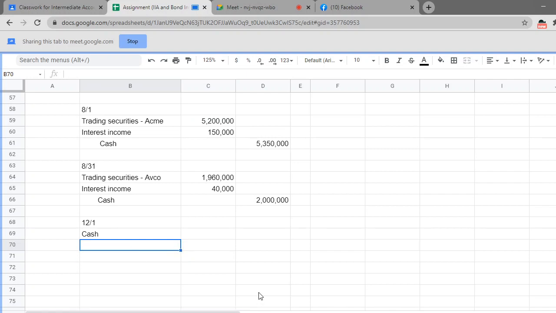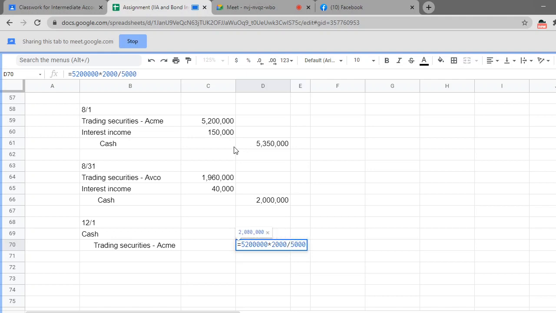Okay, December 1, gibaligyan na to ang 2,000. That means we're going to credit the trading securities here ni Acme. Okay, pero ang atong gibaligya is just 2/5. Okay? So, that means 5,200,000 magikan nadrio sa August 1 times 2/5. That's 2,000 lang ang atong gibaligya over the 5,000 ownership nato. So that means we eliminate the 2.08 million. And together with that, apil-an na nga bond is the interest.